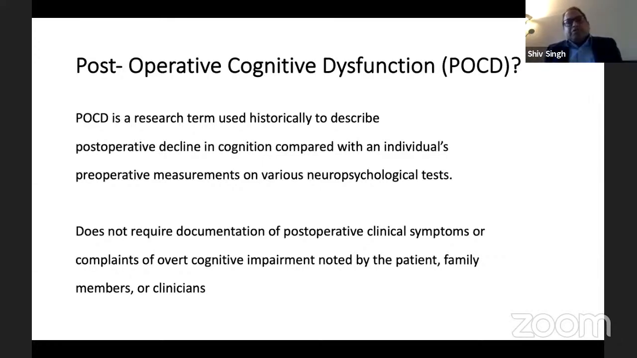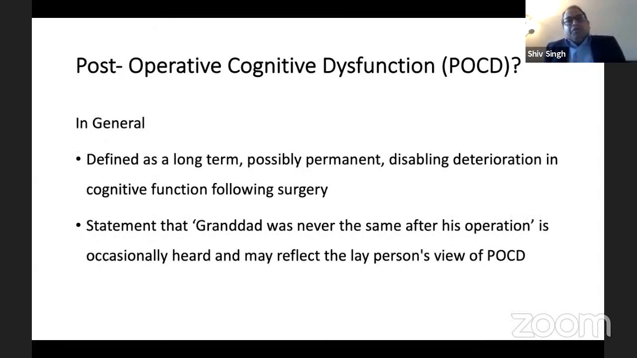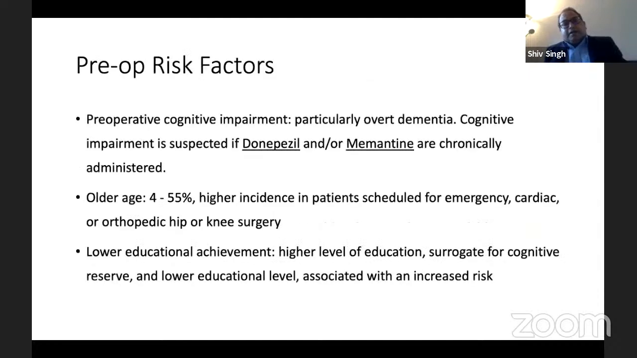The way postoperative cognitive deficit first comes into the picture is when the relatives tell the clinician, "Is it my dad or my granddad or my wife doesn't look the same as she was preoperatively?" That's when you start thinking of POCD. Postoperative cognitive deficit in general is defined as a long-term, possibly permanent, disabling deterioration in cognitive function following a surgery. In layman's terms, the relatives describe the condition of the patient as compared to their cognitive function before the surgery. The grandchildren will say, "Oh, granddad was never the same after his operation. He doesn't seem to remember or doesn't seem to recognize or doesn't seem to register what we're saying." Those kinds of things are used.